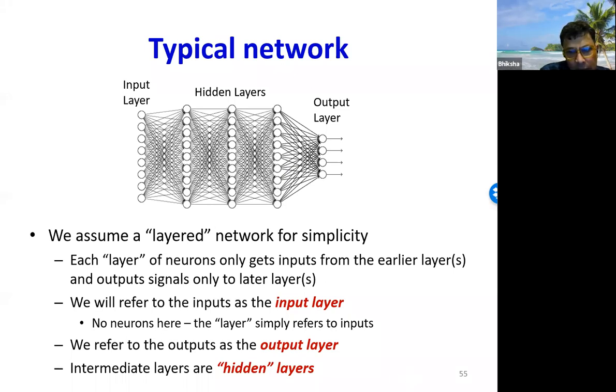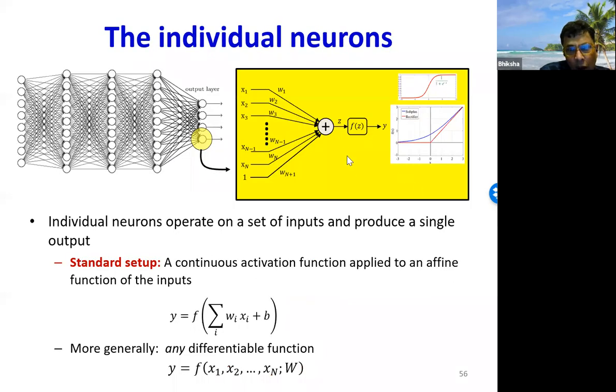Now, the individual neurons over here operate on a set of inputs and produce a standard output. In the standard setup, the neuron first computes an affine function of the inputs. Again, recall that an affine function is a weighted sum of the inputs plus a bias. That is the z value in the figure over here. Then we apply a continuous activation function, f of z, to this affine value. And so this is going to be our standard neuron.